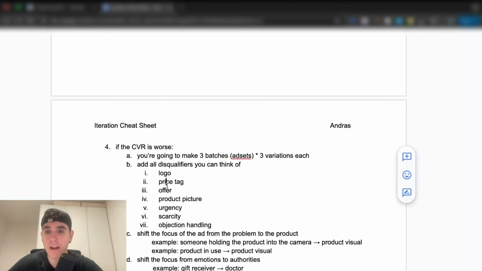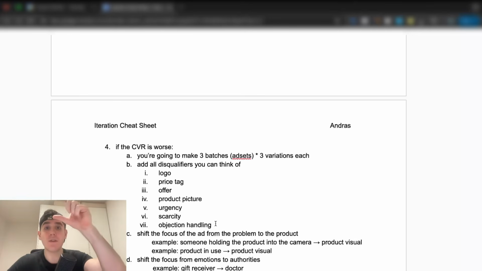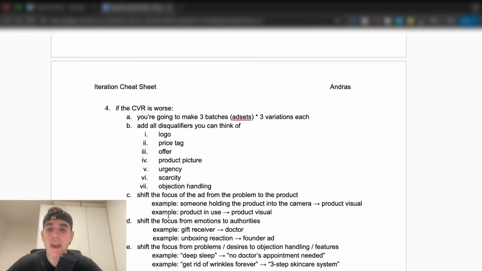The logo, the price tag, the offer, product pictures, urgency, scarcity, objection handling. You're going to add in those things because now we have a really good CTR and we can give up a big chunk of that for a better conversion rate to get the better balance, right? And so we're going to shift the focus of the ad from the problem to the product. Example, someone holding the product into the camera turns into only a product visual. Example, product in use turns into product visual.